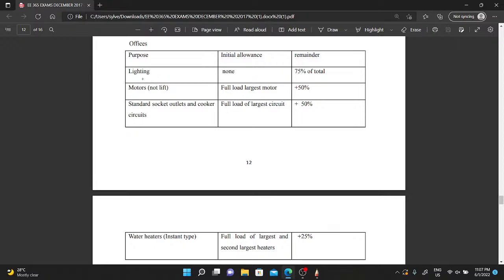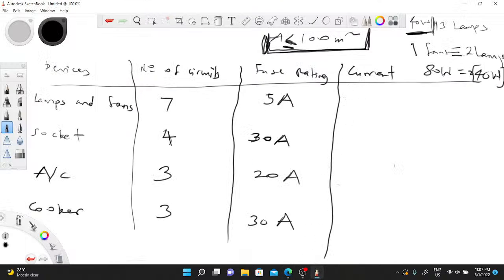So let's move on. For the lighting, no initial allowance and 75% of the total current. The total current is given by number of circuits times fuse rating. So here, 7 times 5. Then they say 75% of the total current. So that gives us the current that will go here. That's given by 26.25.